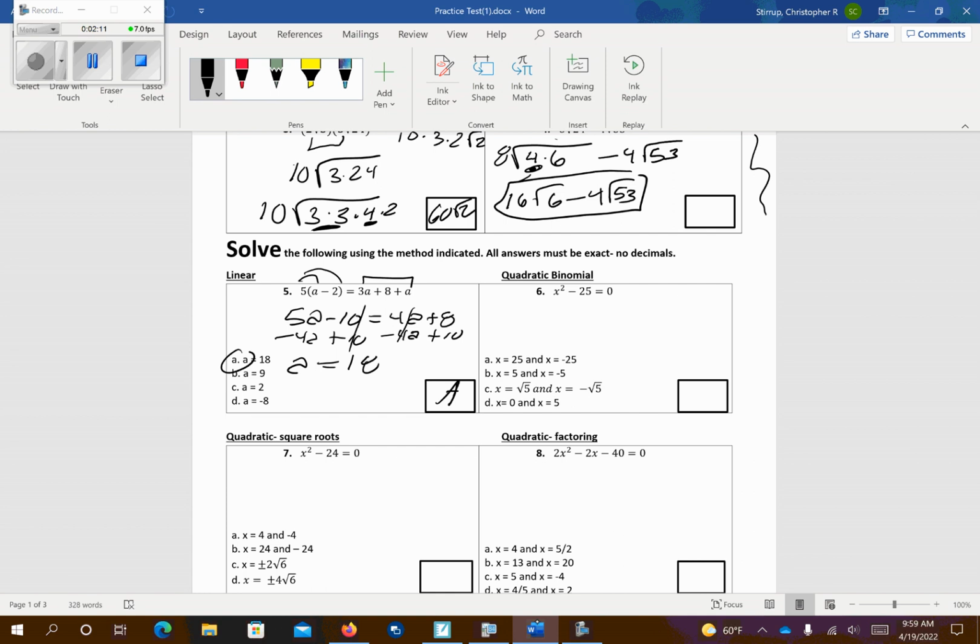This particular one, because we're missing the x term, I'm going to add 25 to both sides. Take the square root of both sides. Don't forget the plus minus. So plus minus 5, because square root of 25 is 5. So answer is B there.